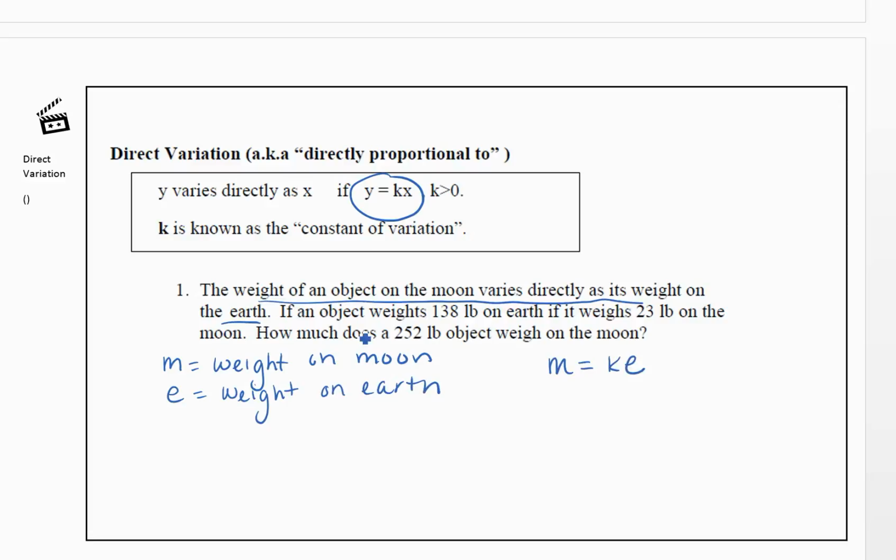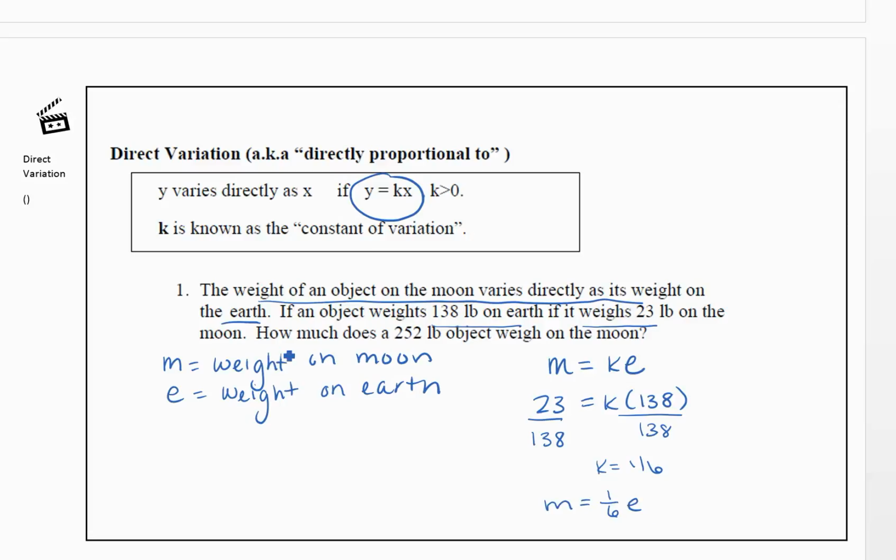So this says if an object weighs 138 pounds on Earth, it weighs 23 pounds on the moon. So we're going to put 23 in for the moon and 138 for the Earth. Now we can divide both sides by 138 here to find what our k always is. And we get that k is equal to 1/6. So what we're saying is the weight on the moon is always equal to 1/6 the weight on the Earth.